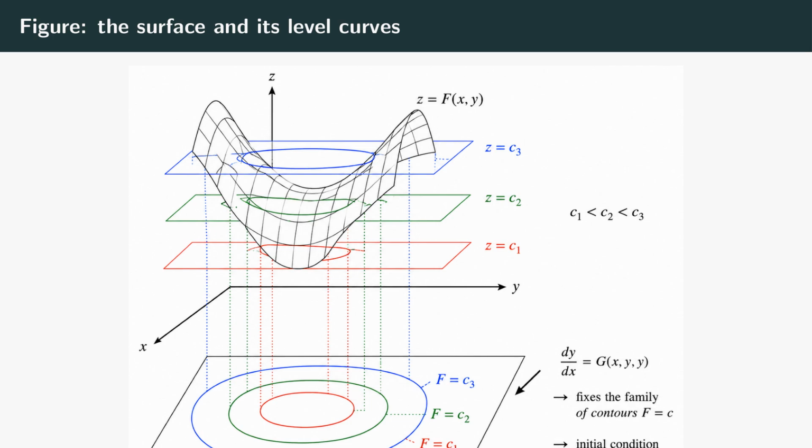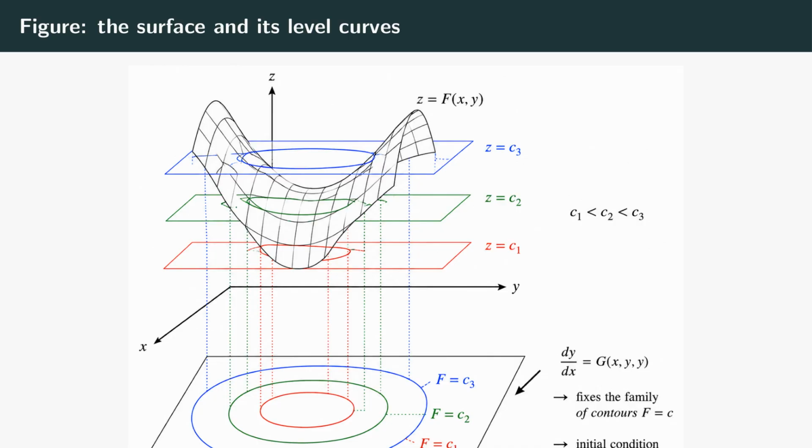Now imagine slicing it with horizontal planes at several different heights. Each horizontal slice meets the surface along a curve of constant elevation, and when you drop that curve straight down onto the xy plane, you get a contour line. Those contour lines drawn in the plane are exactly the solution curves of our differential equation, each one labeled f equals some constant. This is the whole picture in one image.